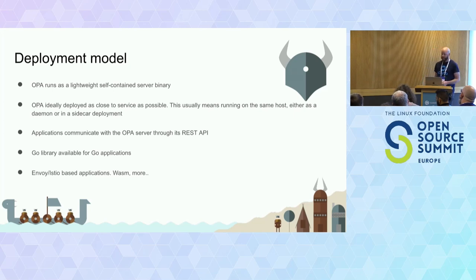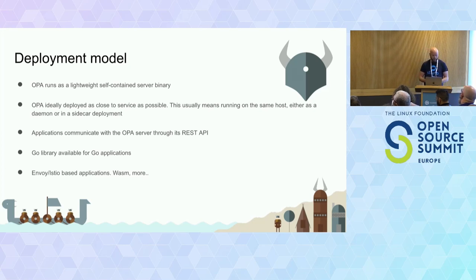In a Kubernetes context, that would normally be a sidecar deployment. You have OPA running inside of the same pod as your application. There are many ways of doing it, but ideally as close to your service as possible. OPA normally is deployed as a server, so it's queried over its REST API, and inside of the same pod, that would just be a call to localhost, basically. So it's normally sub-millisecond in latency overhead. So it's very fast.